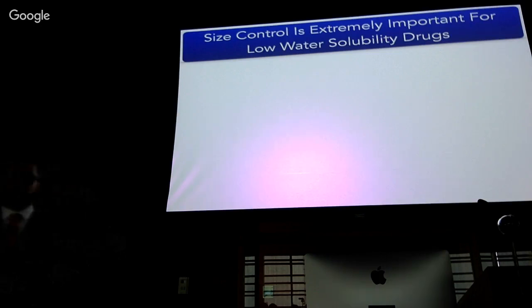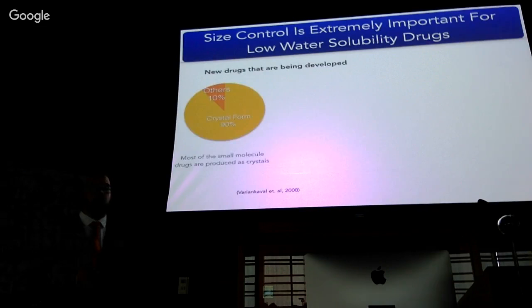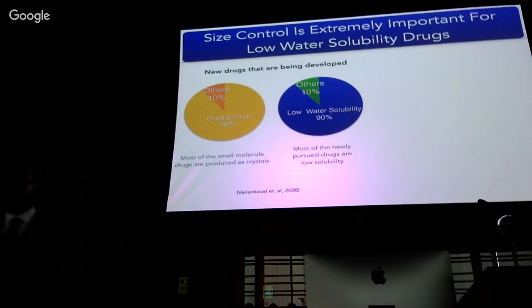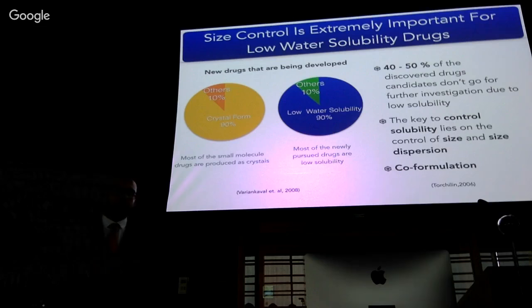Size control is extremely important for low water solubility formulations of drugs. This is because, of the newly developed pharmaceuticals, 90% are in crystal form. And of these, 90% are low solubility, which means there is a huge problem with water solubility here. And then 40 to 50% of these drugs or drug candidates don't go through further investigation because of low solubility problems. So how can we improve the solubility?